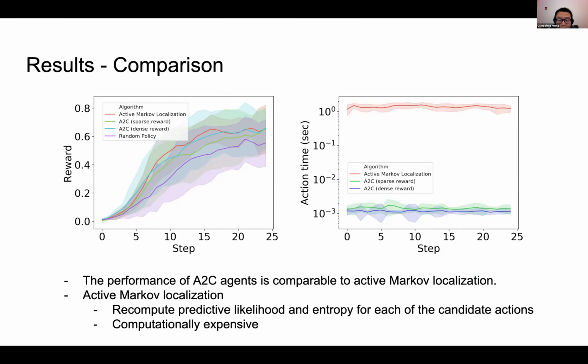The random policy is the purple line, which is the worst one. Both our A2C agents perform as well as the traditional non-learning based method, active Markov localization, which is the red line. It's not surprising that active Markov localization takes a longer time to make a decision, as it needs to do multiple fantasy actions and get multiple predicted likelihood functions at once.